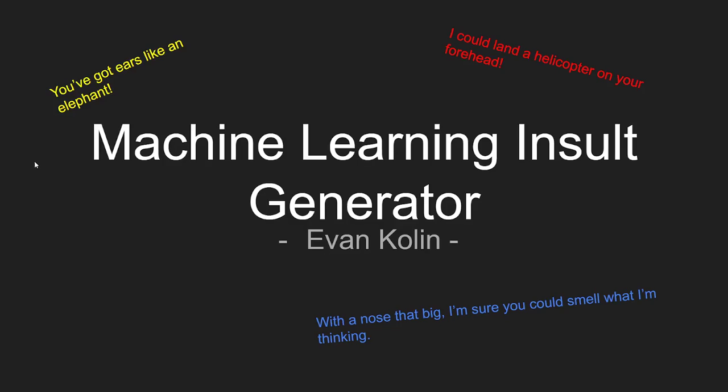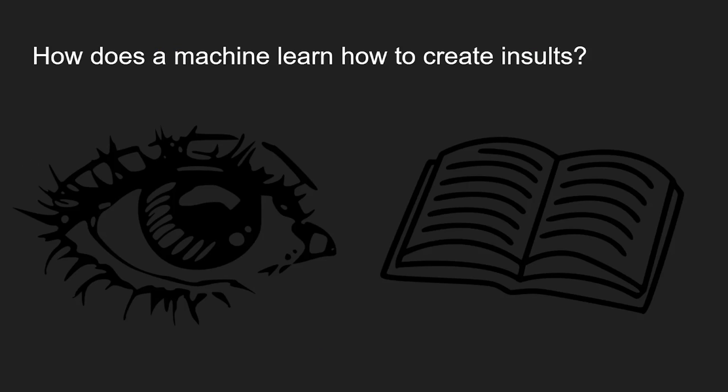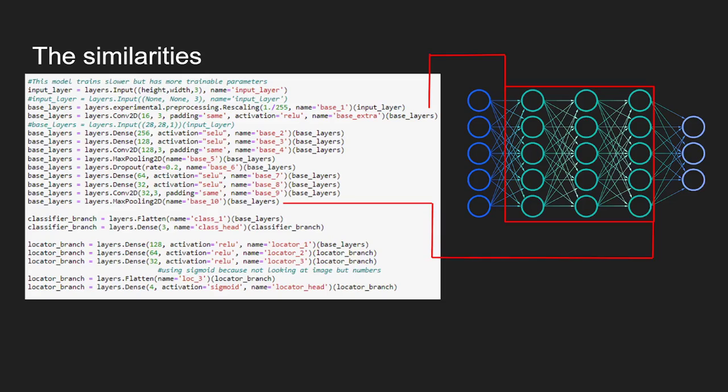My name is Evan Colin, and I would like to introduce you to my idea for a machine learning insult generator. So how does it work? Well, there's two main components. We have a visual component and we have a writing component. But first, let's discuss the similarities between the two.